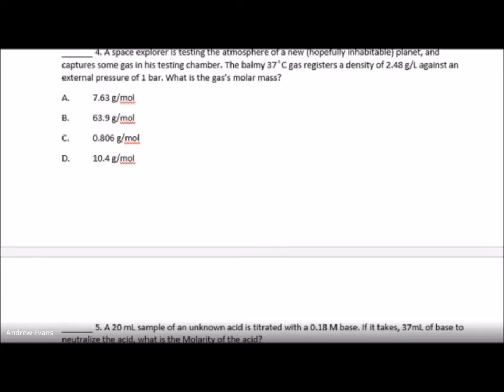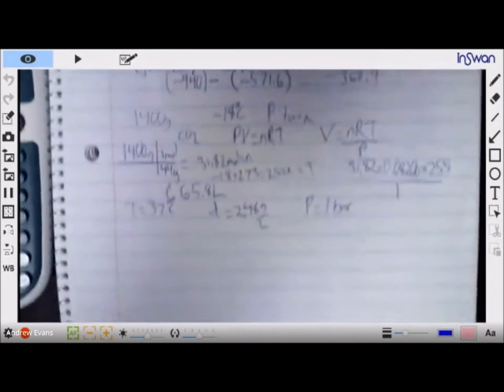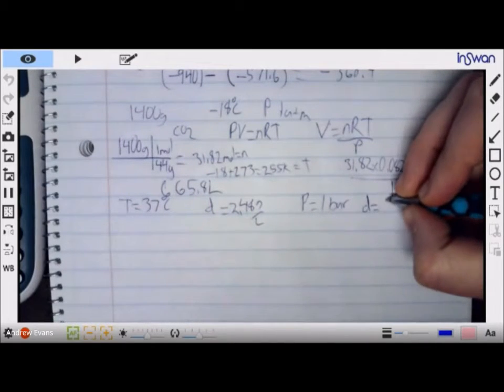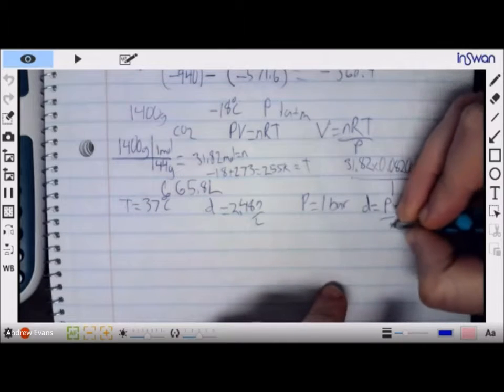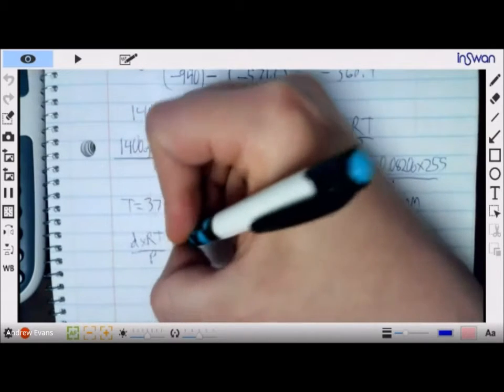Space explorers testing the atmosphere of a new, hopefully inhabitable, planet capture some gas in their testing chamber. Balmy, 37 degrees. It registers a density of 2.48 grams per liter against an external pressure of 1 bar. What is the gas's molar mass? So our equation is density equals pressure times molar mass over RT. Rearranging that, we can say density times RT over pressure equals molar mass.